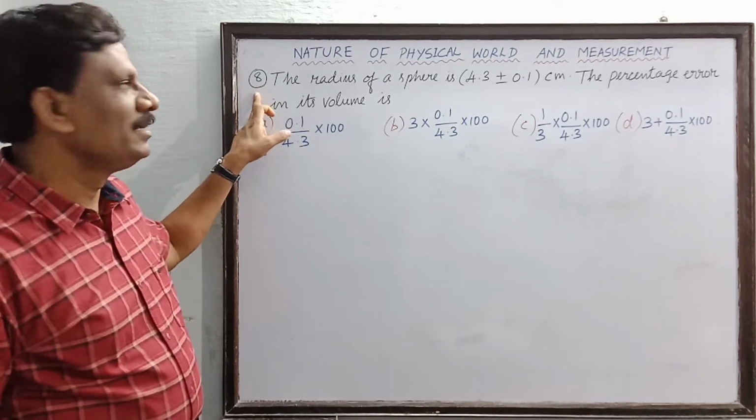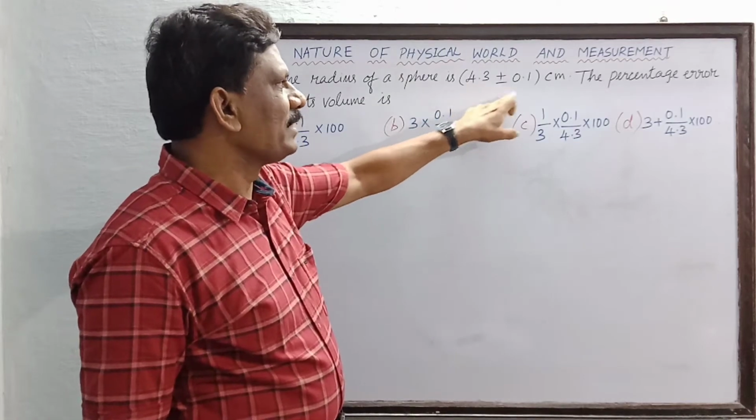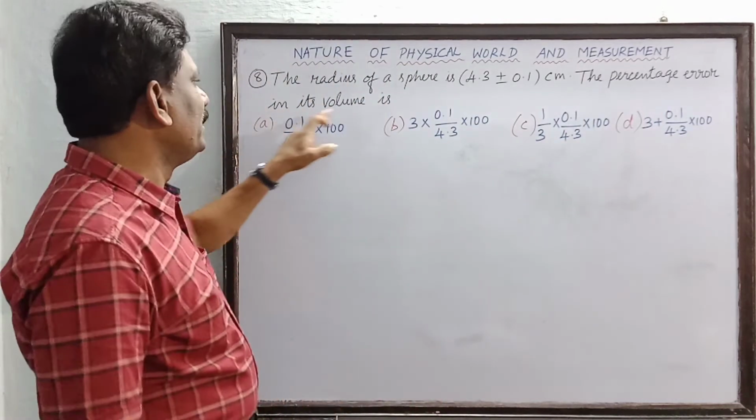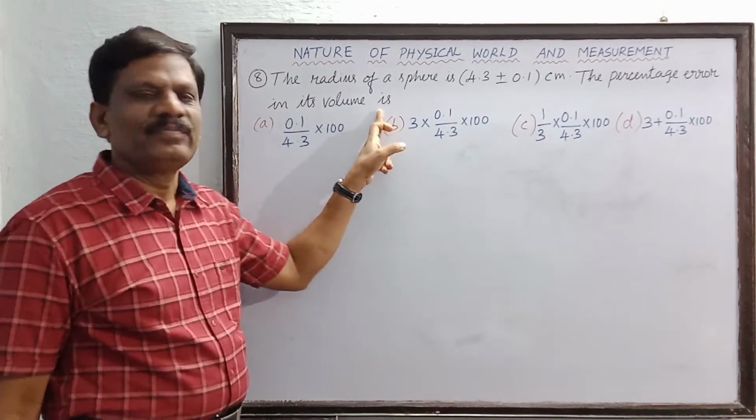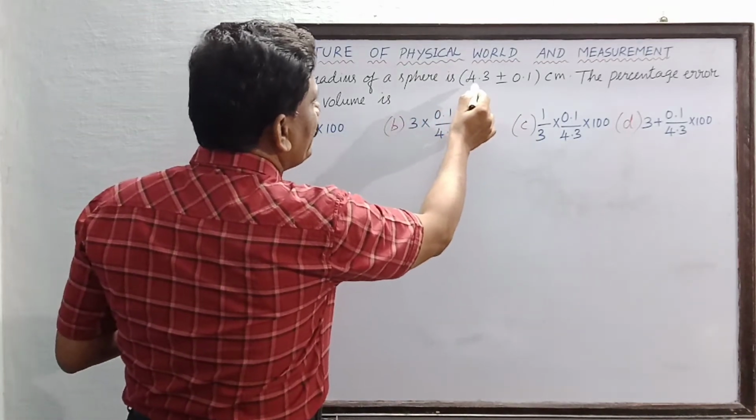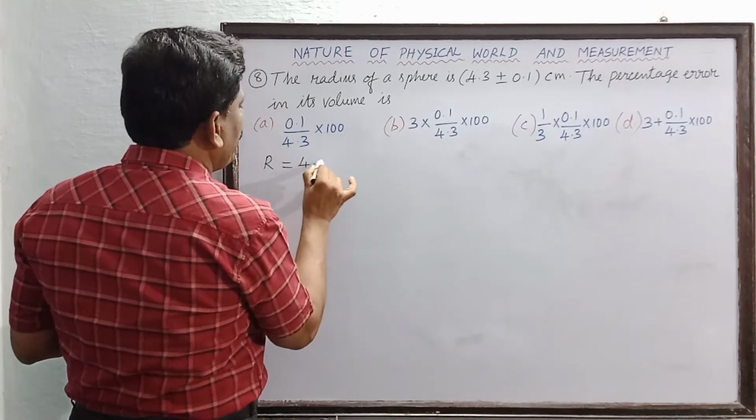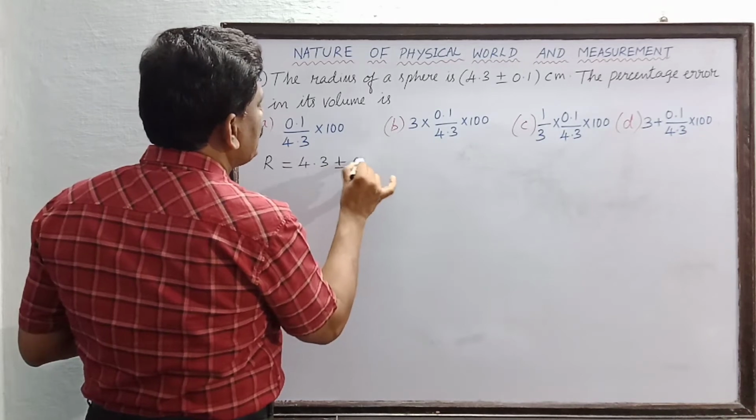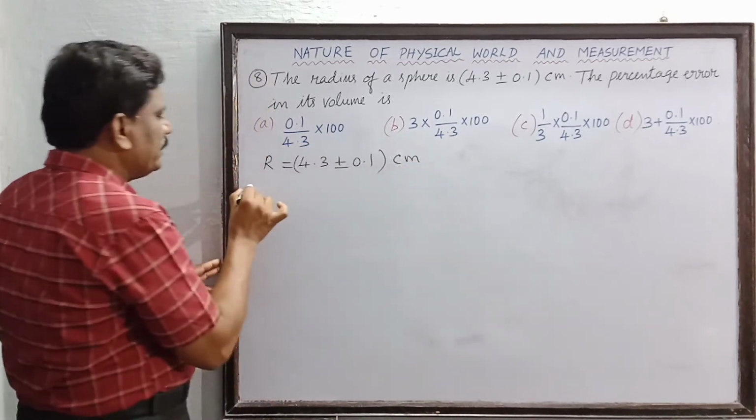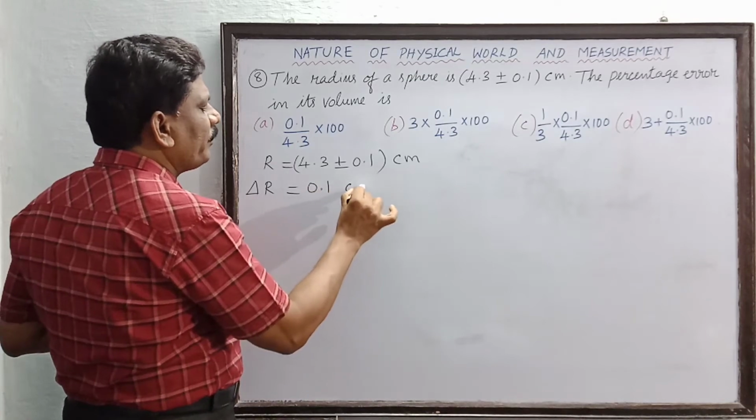Hi students. Problem number 8. The radius of a sphere is 4.3 plus or minus 0.1 centimeter. The percentage error in its volume has to be determined. So here you see the radius R is equal to 4.3 plus or minus 0.1 centimeter. So what is the delta R here? Delta R is equal to 0.1 centimeter.